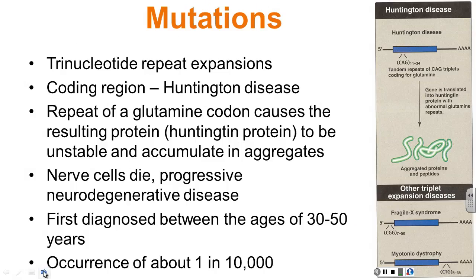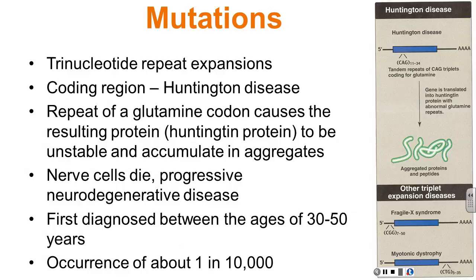So finally we have a trinucleotide repeat expansion, which is a little bit easier to explain how it works, with Huntington disease. And with Huntington disease, the repeat is in the coding region. So you end up having a repeat of a glutamine codon. This glutamine codon repeat causes the protein to be unstable and accumulates in aggregates. This instability actually takes a while. So Huntington disease is also another disease which actually has an adult onset.